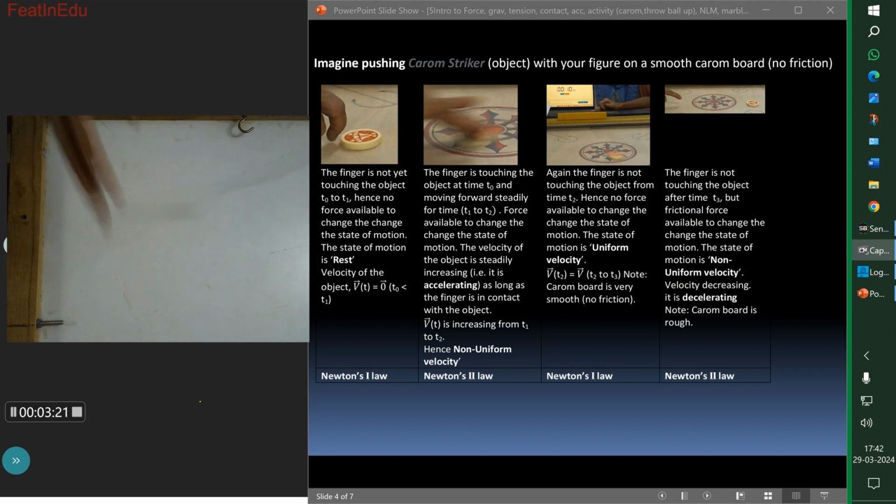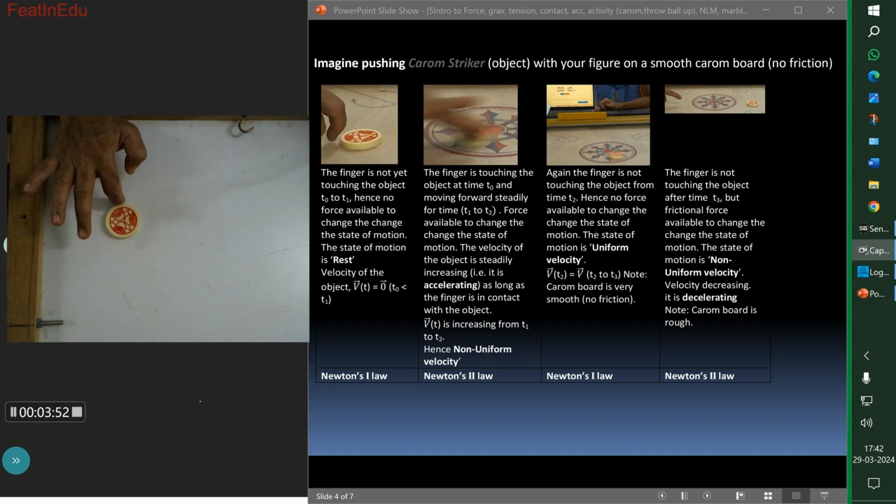So the first instance is between the time t0 to t1: my finger is not touching, no force is acting, and the body was at rest and continued to be at rest. T1 is the instant when my finger starts touching. So between time t0 to t1, no force is acting and the body continues to remain in the state of rest. This is in accordance with Newton's first law of motion.